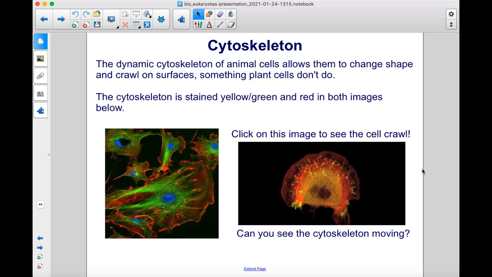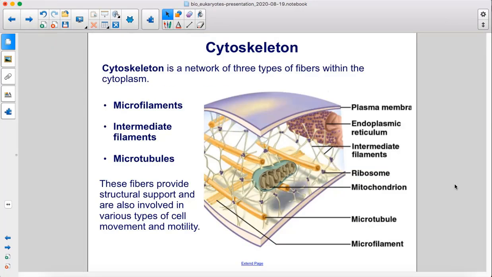The cytoskeleton is stained yellow and green and red in both images below. Click on this image to see the cell crawl. Can you see the cytoskeleton moving? Cytoskeleton is a network of 3 types of fibers within the cytoplasm: microfilaments, intermediate filaments, and microtubules. These fibers provide structural support and are also involved in various types of cell movement and motility.